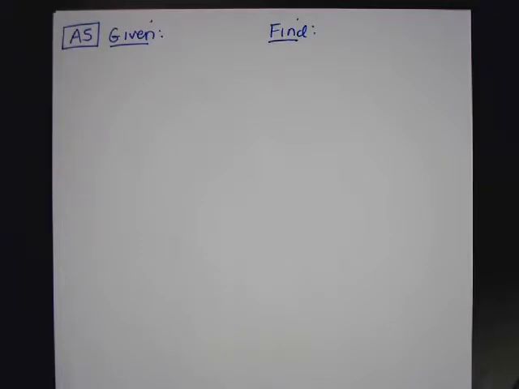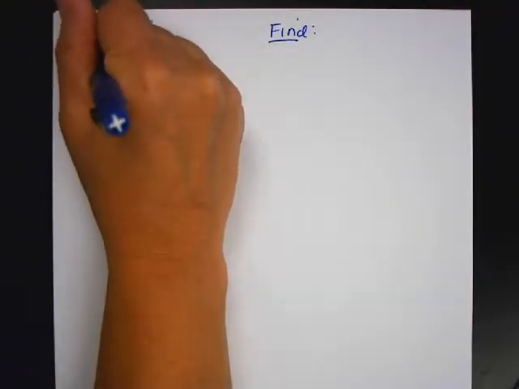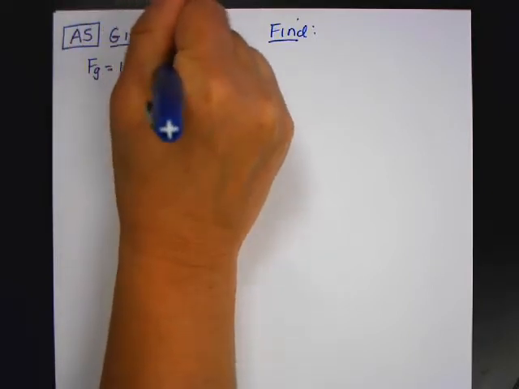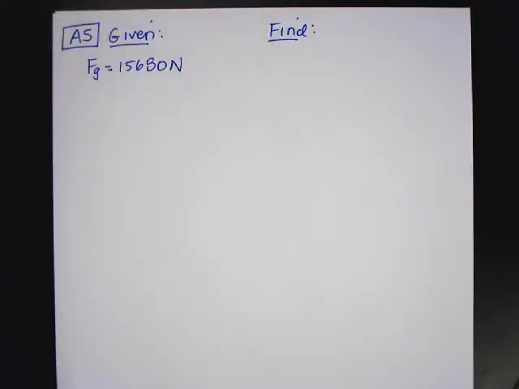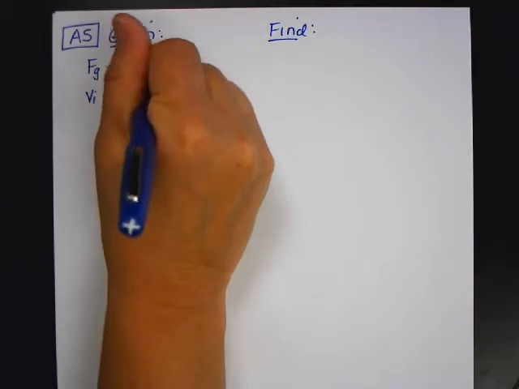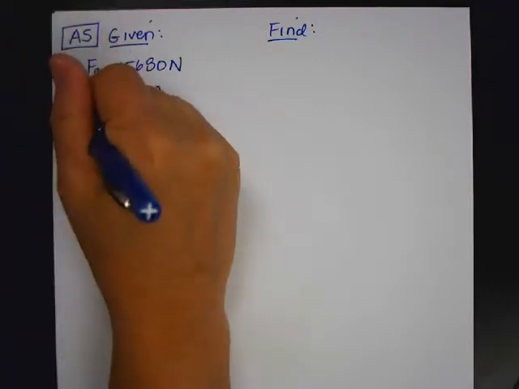So it says a car weighing 15680 newtons, so that's the weight. F of little g is equal to 15680 newtons, and is moving at 20 meters per second, so that's my initial velocity, is acted upon by a 6.4 times 10 to the 2 Newton force.